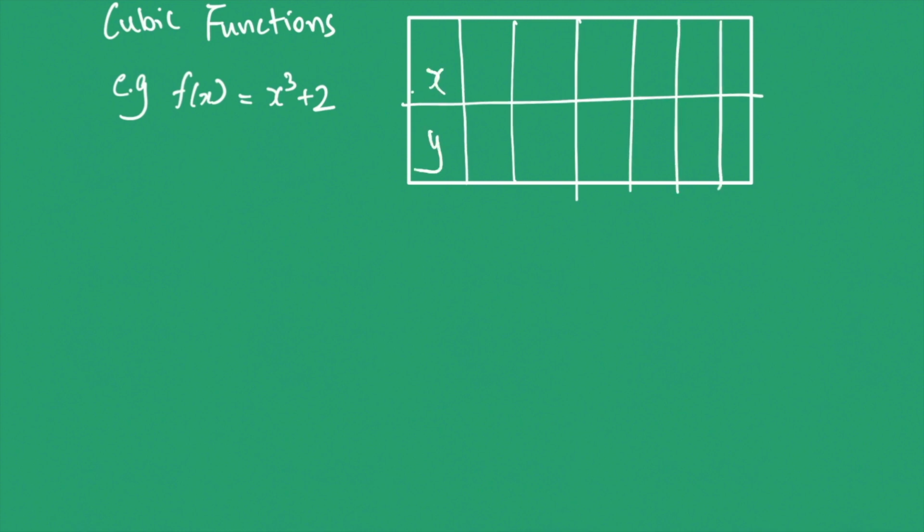So first, let's make x 0. If we put 0 into the function, we will get y as 2. We can also make x 1, so that y in this case equals 3. If we make x negative 1, the whole thing would be 1. If x equals 2, y would be 10. And if it equals negative 2, y would equal negative 6. And it goes on.